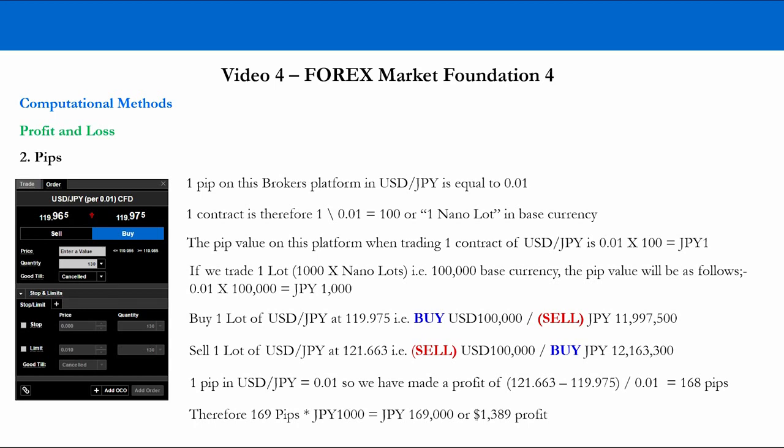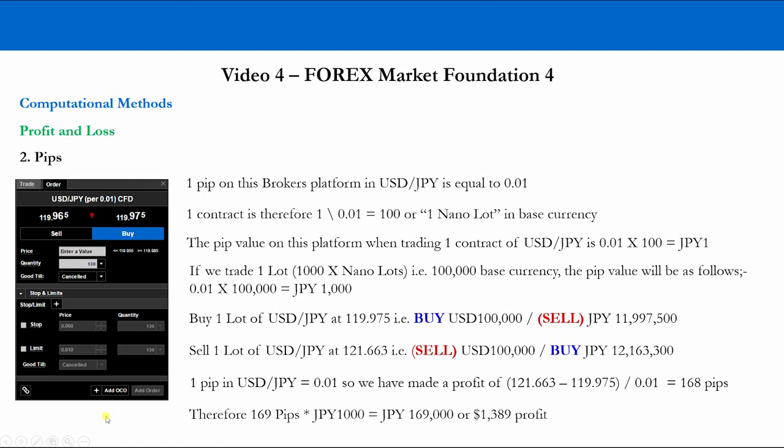So we're going to look at dollar yen, where the pip value is different. Now 1 pip on this broker's platform in dollar yen is spot 0.1, as you can see here. And one contract is therefore worth 1 divided by the pip value, which equals 100, or 1 nanolot in base currency. So the pip value on this platform, expressed in quote currency, when we're trading 1 contract of dollar yen, is 0.01 times 100. This works out as 1 Japanese yen.